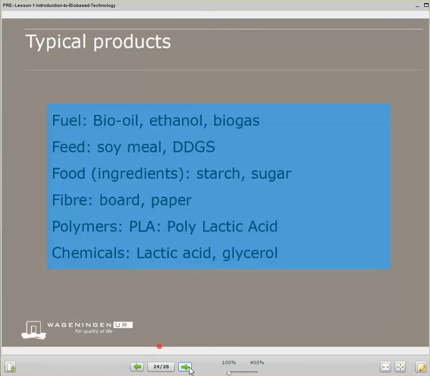So here are some typical products. I won't go into too much details, but fuel or bio oils, ethanols, biogas. Yeah, that's dried distillers grains and solids. So that's DDGS. So these are dried grains and other.